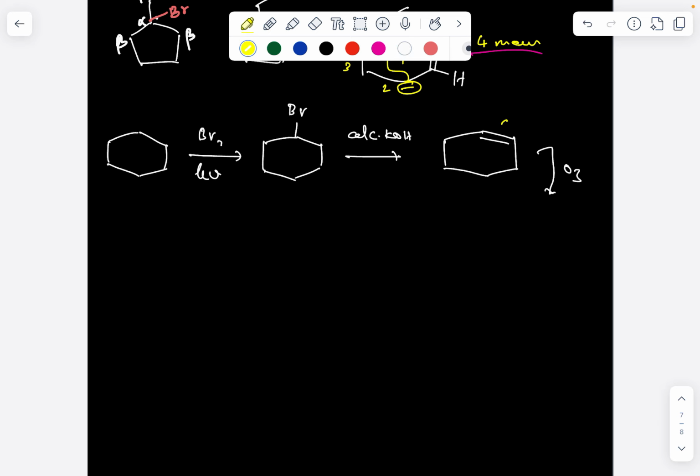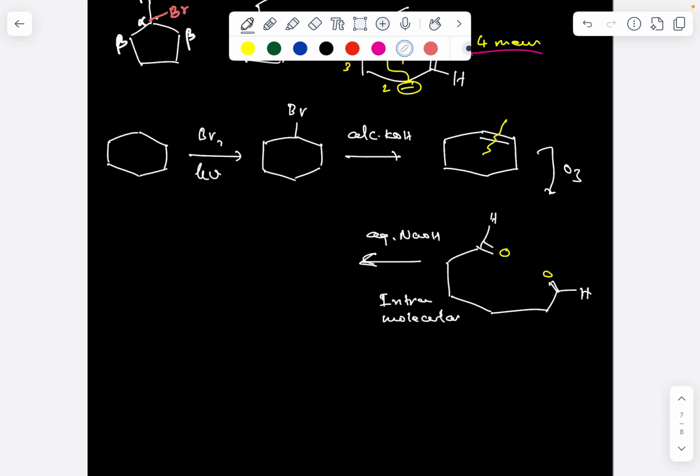So we need to break the carbon-carbon double bond here, then we will add 2 oxygens. So what type of product am I going to get? There are 2 carbonyl groups I am going to get. So here aldehyde CH2, CH2, CH2 and CH2 and C double bond O and CH2. After that, they are doing it with aqueous NaOH. So in aqueous NaOH, I have 2 equivalents of carbonyl system with alpha hydrogen. So obviously it undergoes intramolecular aldol condensation reaction.